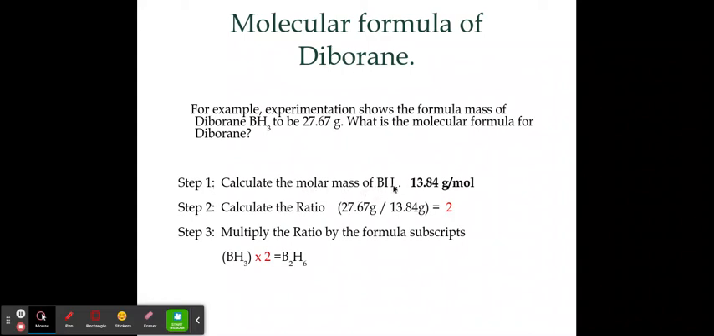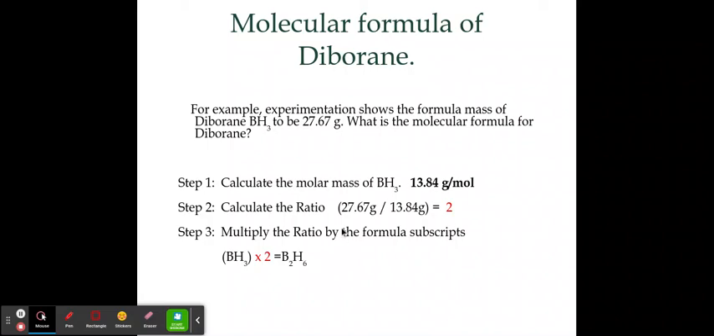So what you want to do first, step one, is calculate the molar mass of BH3. So we go to the periodic table, we find one boron, and we add the 3 hydrogens to it, and we get 13.84 grams per mole. Now I want to calculate the ratio. So we divide the molecular formula mass by the empirical formula mass, and we get 2. Then we multiply the 2 through the formula BH3, and we end up getting B2H6, which makes sense because the formula is called diborane, which is 2 B's and H6. So our ratio is 2 to 6, and that's it.